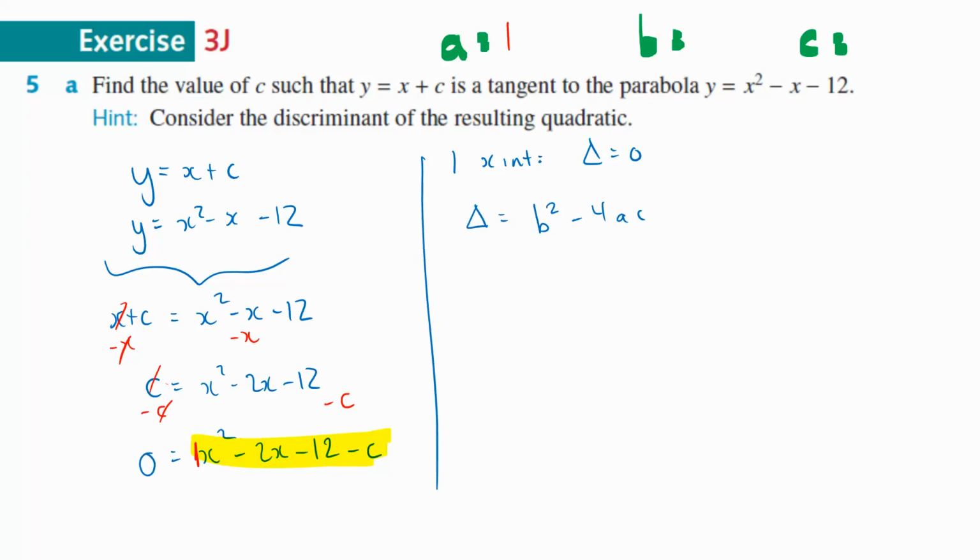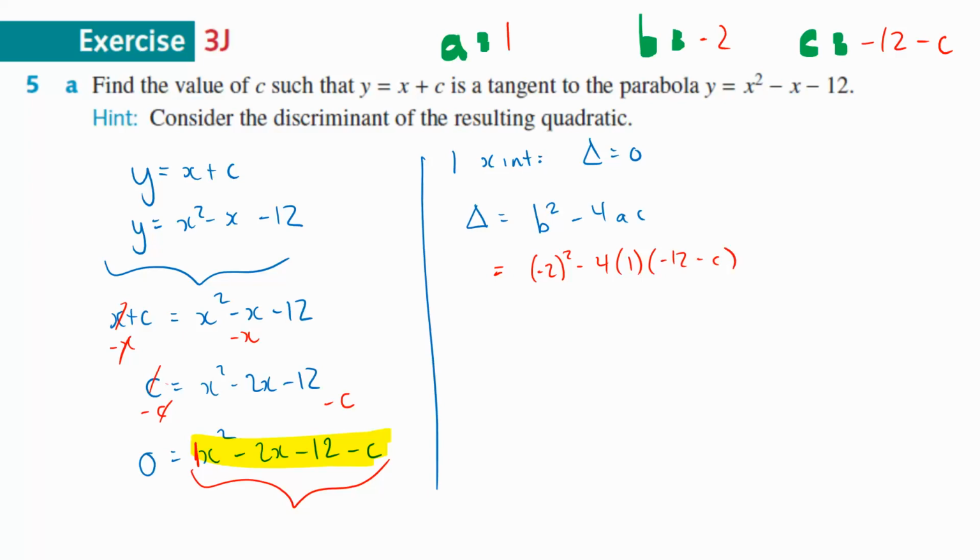Wait, what was in that 1? Okay. Yeah, that's why I said, I only said this equation. I said you have to find the discriminant of this. So you've got a equals 1, b equals negative 2, and c equals negative 12 minus c. Now, answer the question: b squared, you've got negative 2 squared, minus 4 times a times c. This is really much the same as exercise 3I.